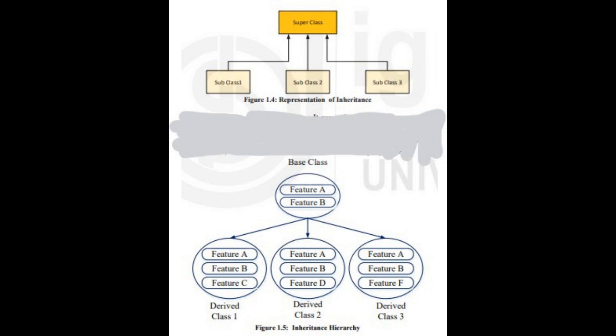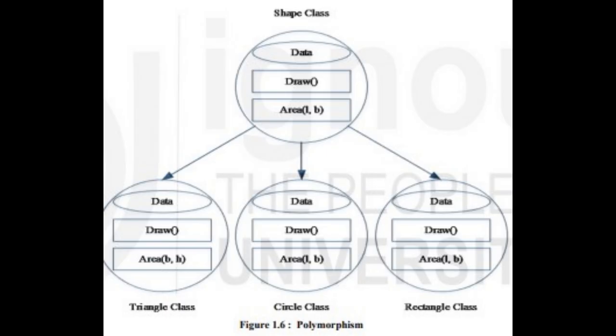2.2.5 Polymorphism. Polymorphism is the ability of an object to take many forms. It is a feature that allows one interface to be used for a general class of actions. In programming languages, polymorphism is the ability of an object to take on many forms. Polymorphism is derived from the Greek words poly and morphs. The word poly means many and morphs means forms. So polymorphism means many forms. Polymorphism is one of the important characteristics of OOPs.